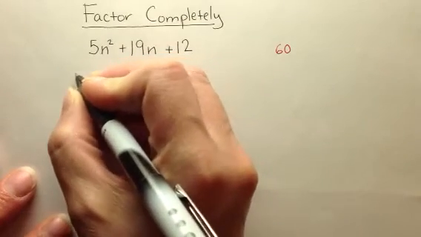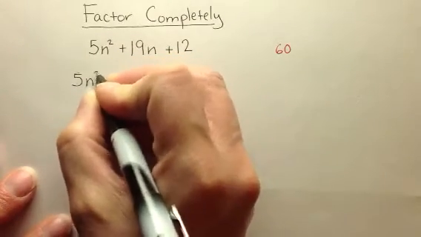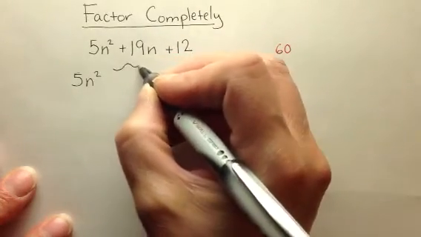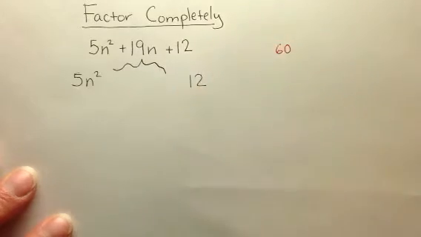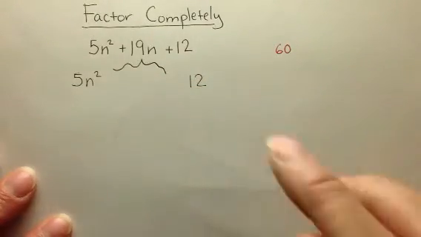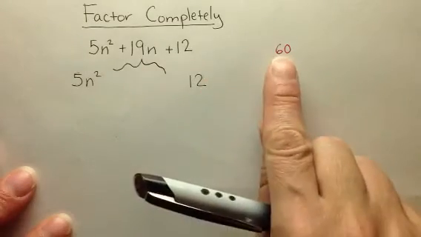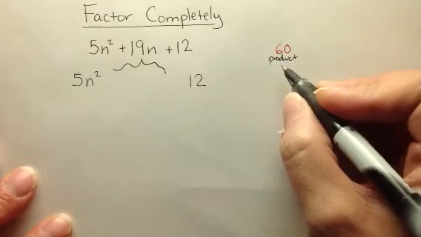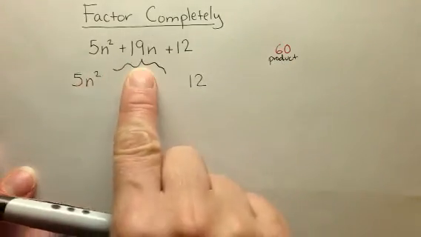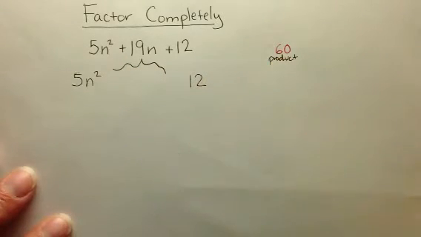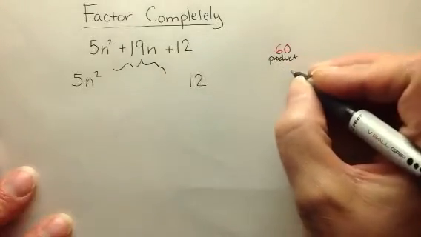So my 5n squared and my 12. And I'm going to leave some room in here because what I'm going to do is take 19n and break it into 2 terms so that I can factor by grouping. Okay, what 2 terms do I want here? Well, I look at my product. The product here is 60. So I start going through and I'm like, alright, the middle term, I want the sum to be the product here of 60. So I start looking at my factors.